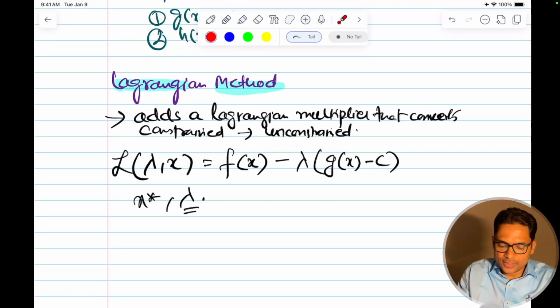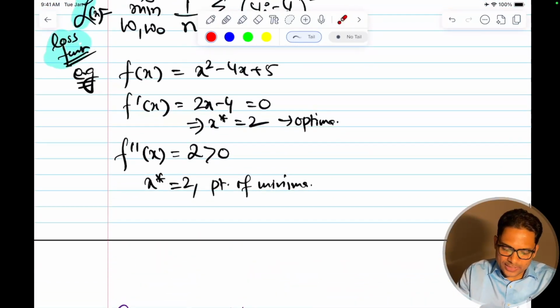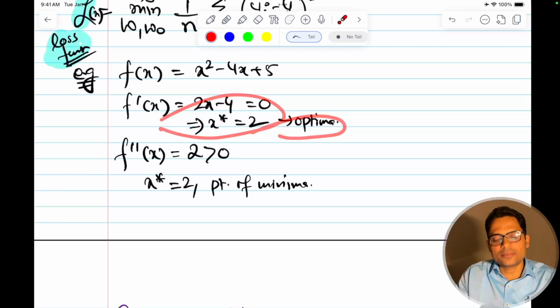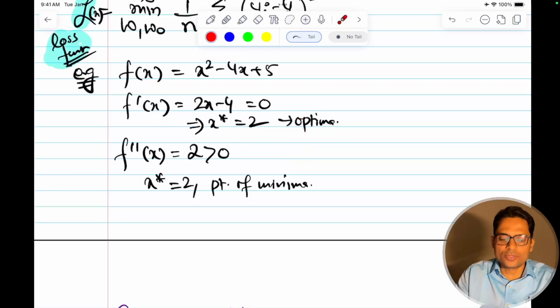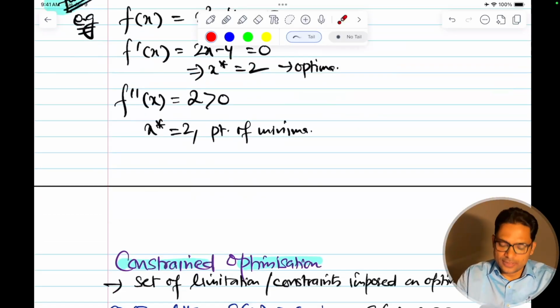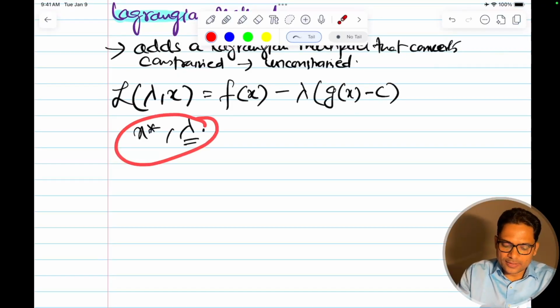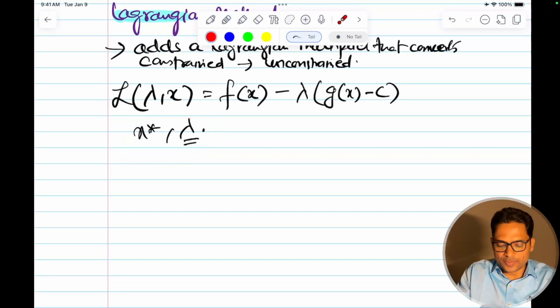So if it was only x, what did we do? We differentiated with respect to x, got an equation, and found the optima. And that would be minima because the function is convex. But now I'll have to differentiate it with respect to x once, and then also with respect to lambda. Only then can I solve, because I have to get the lambda also now, since the function g of x is here, right?